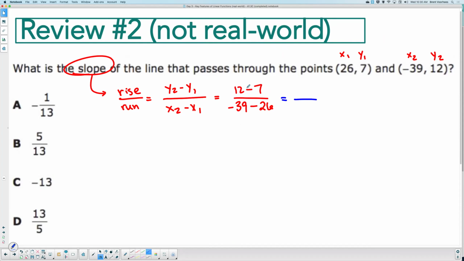12 minus 7. 12 minus 7. Mental math champion in here? 5. Good math. That is 5. Denominator, negative 39 minus 26 more. We need a calculator for this one. How about I just tell you? That is negative 65.